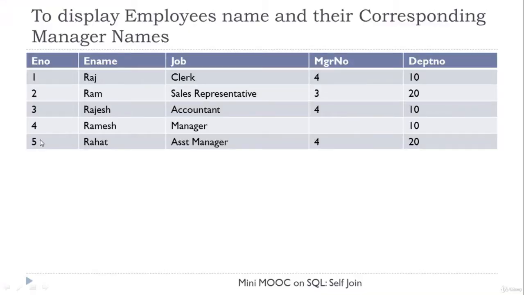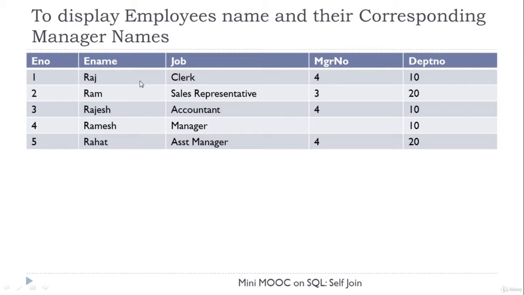In this session, we will discuss the need of self-join and its implementation. Let's start this session. Let us consider an employee table having columns employee number, ename, job, manager number and department number. And we are interested in the retrieval of employee name and their corresponding manager name.